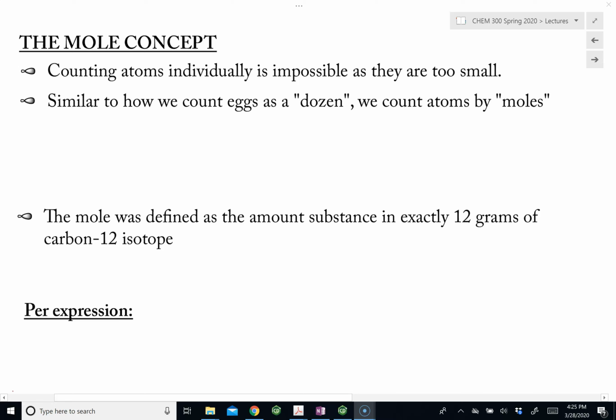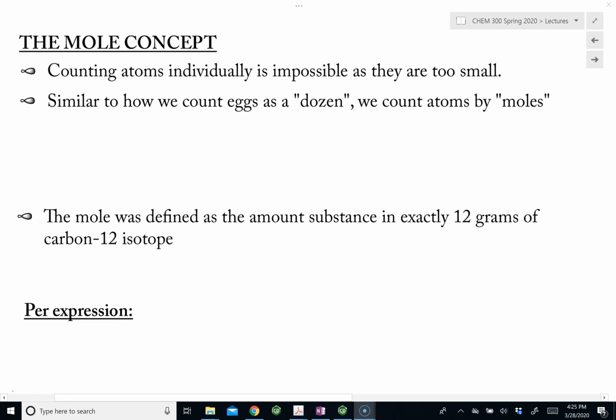In this video, we will learn the concept of the mole and molar masses and how to do conversion between mass, mole, and the number of units of a substance. So let us first go over the mole concept.